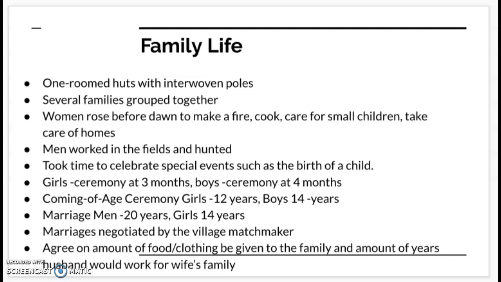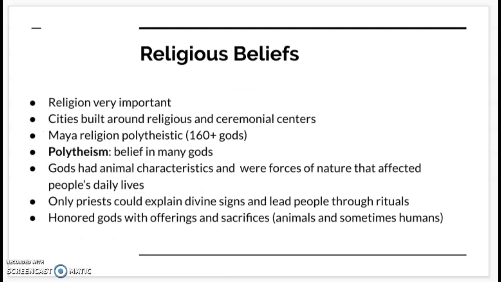Men would get married around the age of 20, and girls would get married around the age of 14. So, girls in the class, you've got a couple more years until you're married in the Aztec society. Marriages were often negotiated by the village matchmaker, so you did not get to choose who you married. And you would agree upon an amount of food and clothing to be given to the family, and for a number of years, the husband would go work for the wife's family, so it was kind of an exchange there.